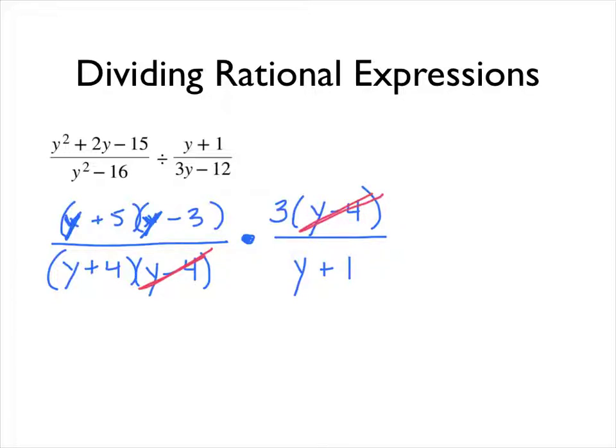So we kept the first one. We factored it, of course. We kept the first one. We switched it to multiplication and flipped the second one over. All right, multiplying it back together, we're going to have y plus 5, y minus 3, and a 3 out front, and y plus 4, y plus 1.